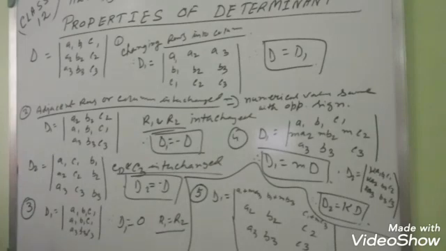Next, coming to the third property, that is, if we get two identical rows or two identical columns in the determinant, then its value will be 0. Already I have said this initially. So D1 is equal to A1, B1, C1, A1, B1, C1, A3, B3, C3. Why? Because already we have made these two rows equal. That means these two rows are identical, so its value is also 0. Okay, next property, property number 4.